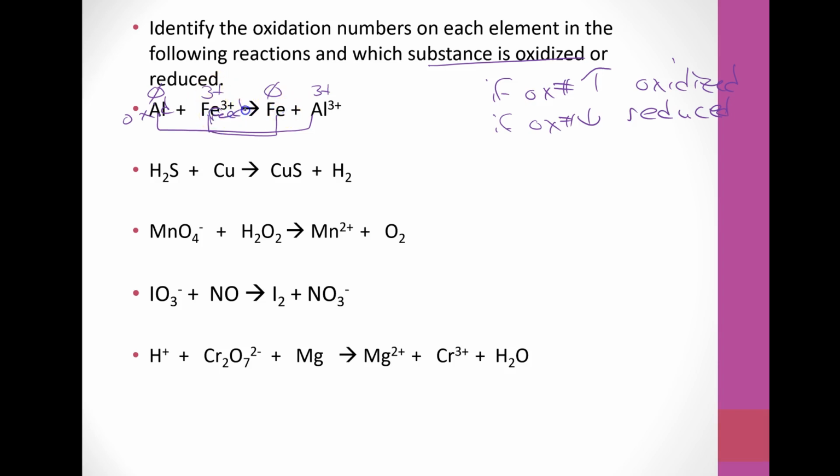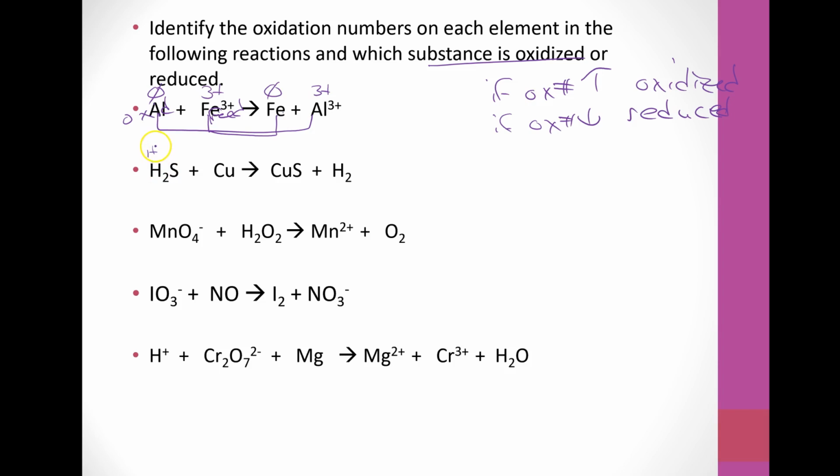It's been reduced. Okay, I'm going to go through and do this one. The hydrogen in a compound is +1. Now, we don't have a rule for sulfur. I know you can look on a periodic table and say sulfur is -2, but we have to use our rules for oxidation numbers to figure out what it is.